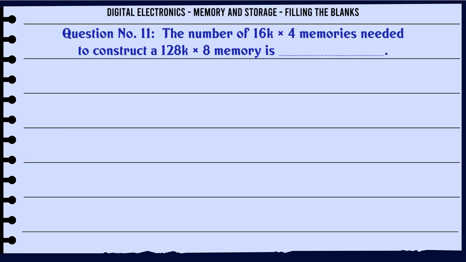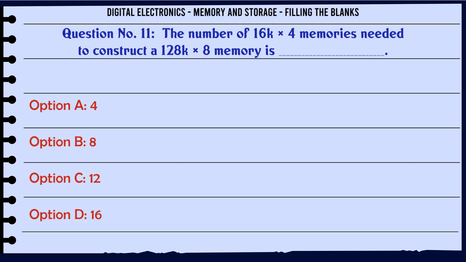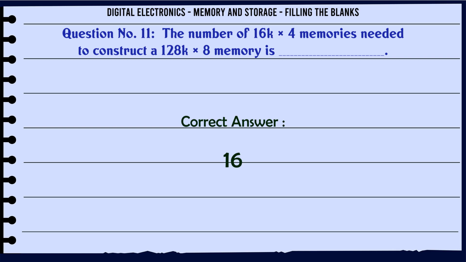The number of 16K4 memories needed to construct a 128K8 memory is A. 4. B. 8. C. 12. D. 16. The correct answer is 16.